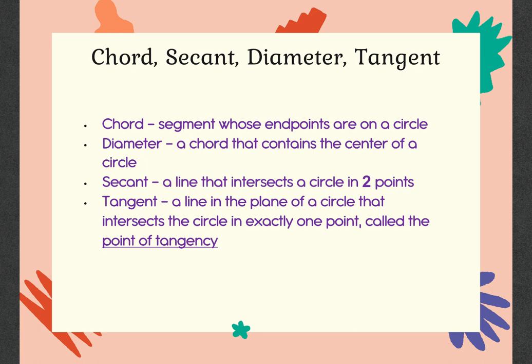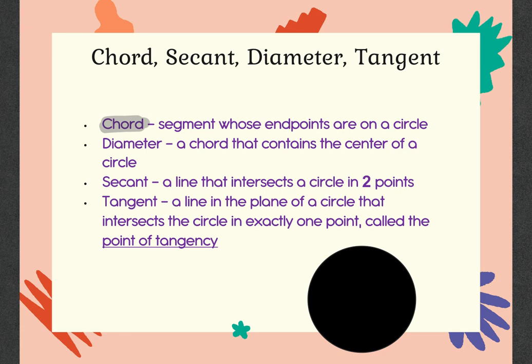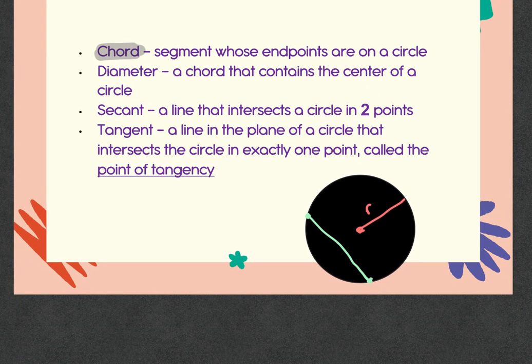Okay, a chord is a segment whose endpoints are on the circle. So the radius is going to go from the center to the side. That would be the radius. A chord has two endpoints on the circle, so just a segment that would connect those. Side to side.